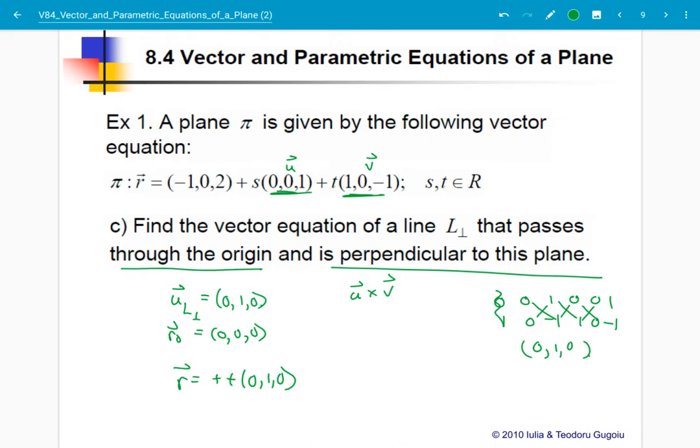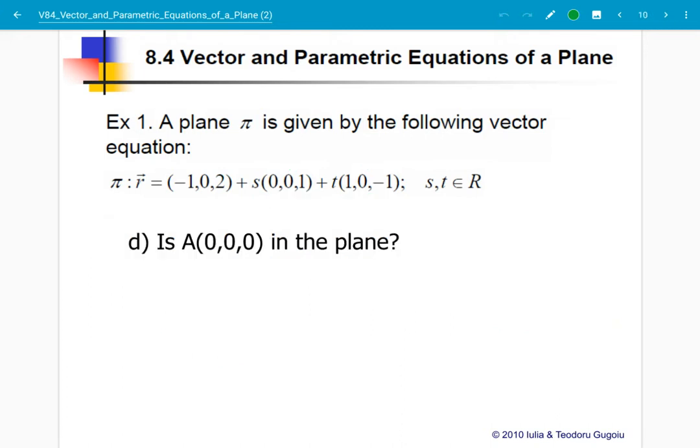Where that's a different T than I had before. I could have used a different parameter. I don't want to confuse things. This is an extra example, so you have to make a note. Is 0, 0, 0 on the plane? So does OA lead you to a point on the plane?